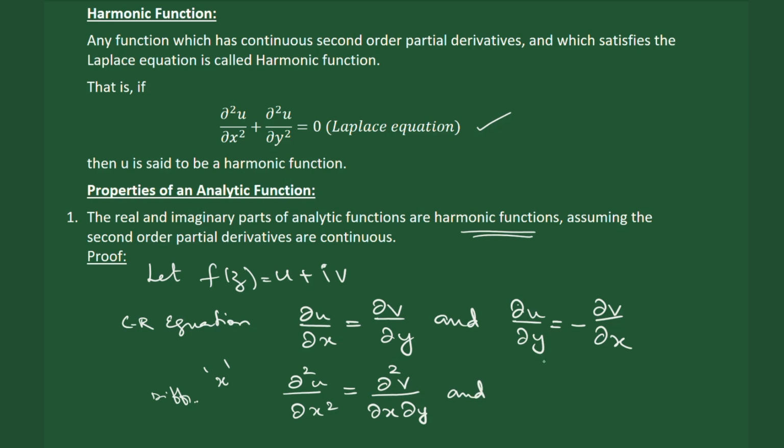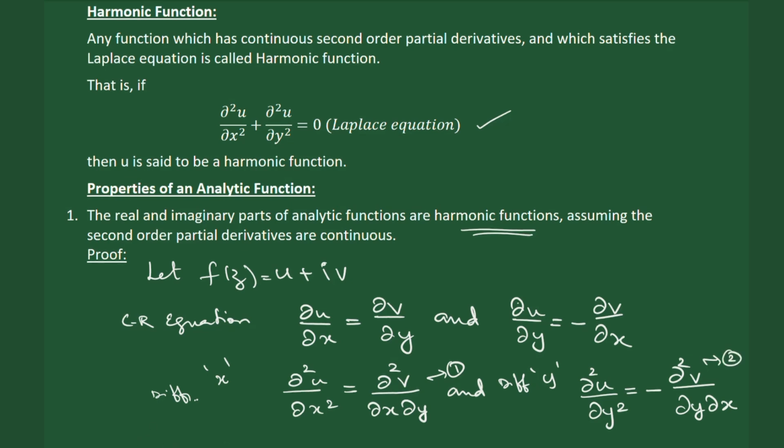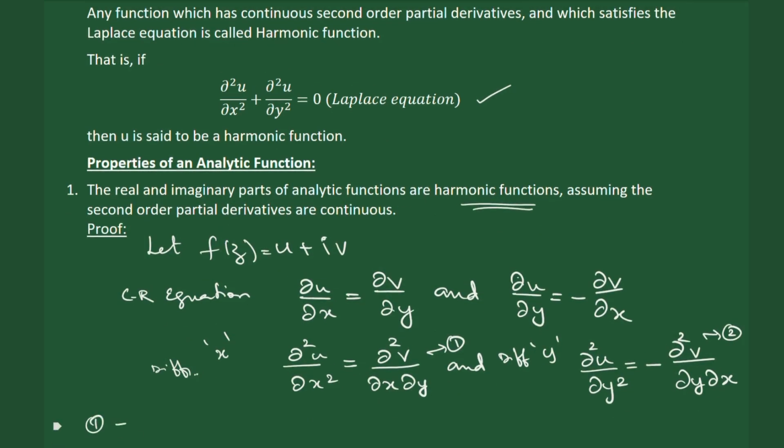And we differentiate the second equation partially with respect to y on both sides. So we have ∂²u/∂y² = -∂²v/∂y∂x. If you notice these two equations, this is equation 1 and this is equation 2. If we add equations 1 and 2, the left side is ∂²u/∂x² + ∂²u/∂y², and the right side will be 0, because ∂²v/∂x∂y and ∂²v/∂y∂x are the same and are of opposite sign, giving 0.